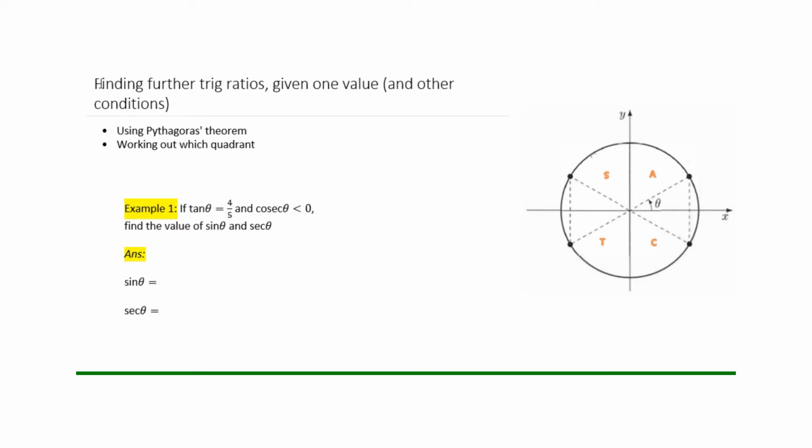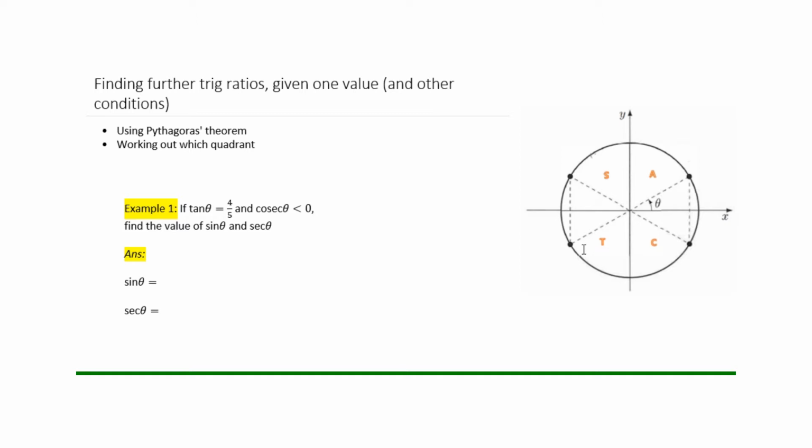Okay, continuing with this exercise, finding trig ratios given one value and some other conditions. But this time we're going to work with ratios such as sec and cosec. Same methods apply. We can follow these steps. Firstly, using Pythagoras theorem to work out the third side of the triangle, and then we work out in the unit circle which quadrant we are talking about, and then we can work out the answer.